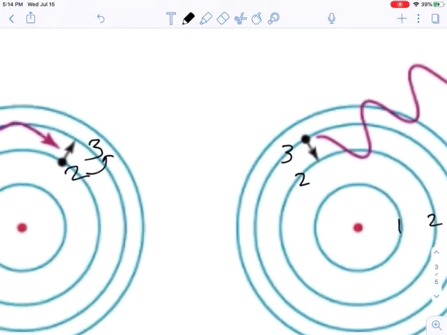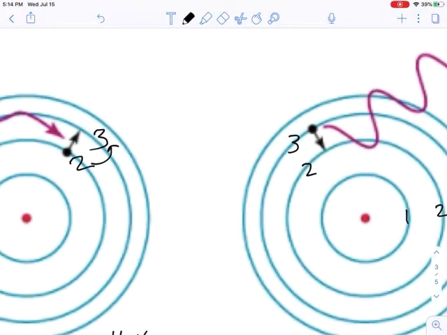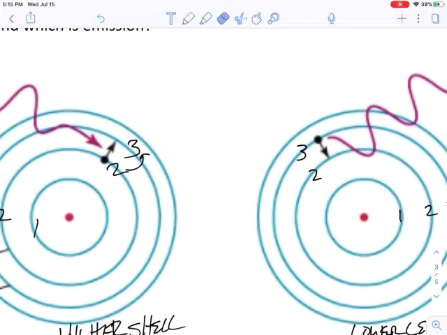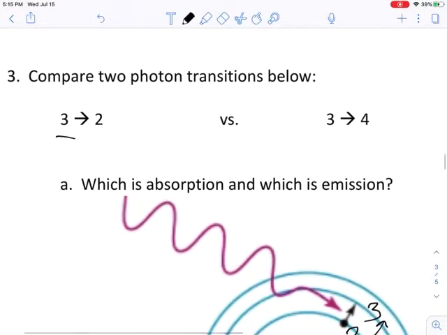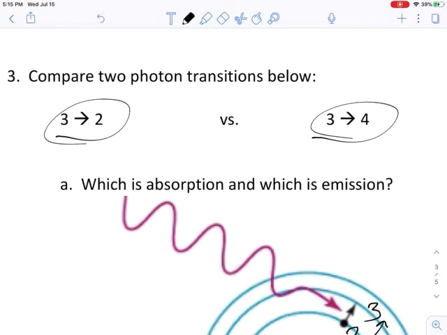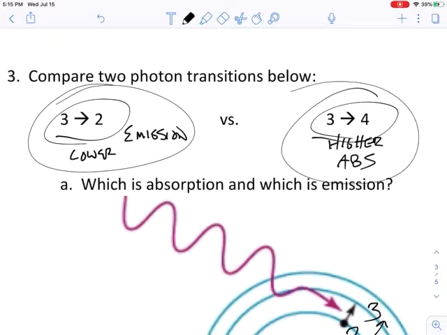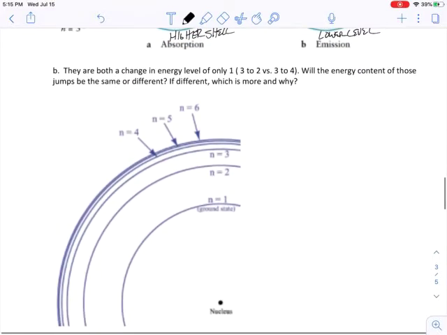So in both of these cases, we are transitioning between 2 to 3 or 3 to 2. The 2 to 3 that is here, this guy here is absorption because it's going to a higher level. This guy here is emission because it's going to a lower level. So let's examine these two numbers here. You've got 3 to 2 and you've got 3 to 4. They're both starting at 3, but 3 to 2 is going to a lower level, so that's emission. 3 to 4 is going to a higher level, so that's absorption. So this guy here is emission, this guy here is absorption.